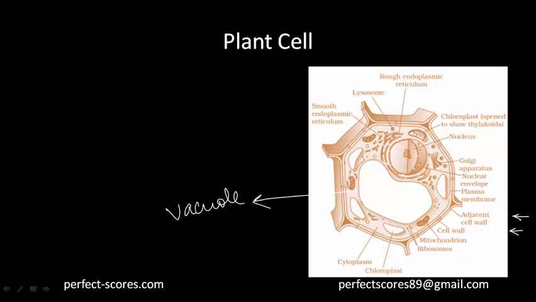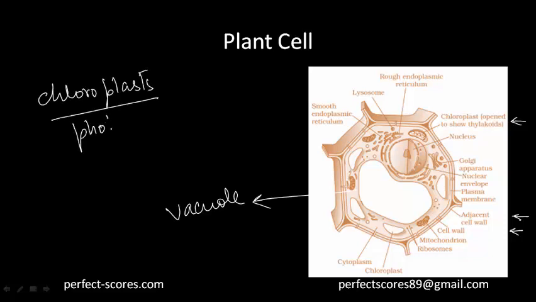It has the cytoplasm, it has the chloroplast, ribosomes, mitochondrion, the plasma membrane is there like in all cells, the nucleus, Golgi apparatus, and chloroplasts are also there in plant cells. Now the function of chloroplast, as the name suggests, they have chlorophyll and they help in photosynthesis. And there is smooth endoplasmic reticulum, rough endoplasmic reticulum, and lysosomes as well.